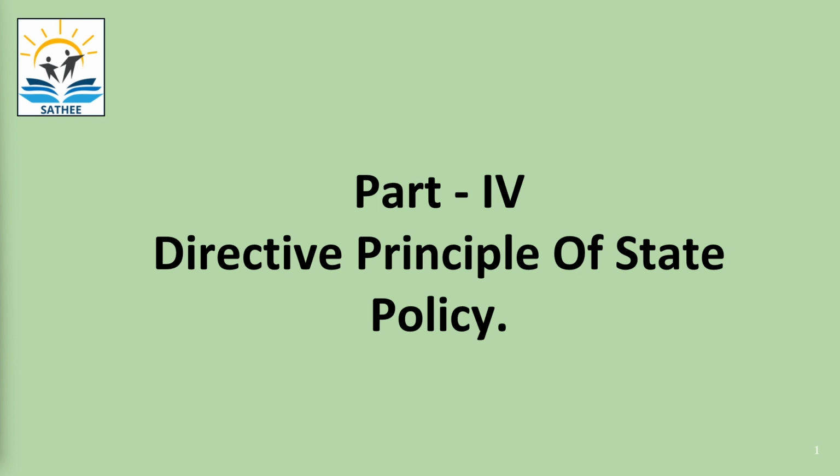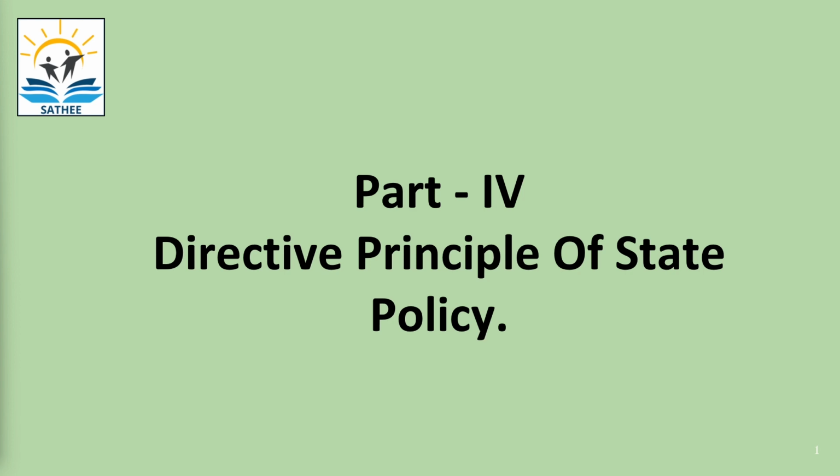Apart from that, we have discussed the right to religion, which runs from Article 25 to 28. We have discussed the right against exploitation, that is in Articles 23 to 24. And after that, we have discussed Articles 29 and 30, which talk about protection of minorities and cultural and educational rights. And then we discussed the right to constitutional remedies mentioned in Article 32 of the Constitution. We have discussed the various writs that are available to the citizens.